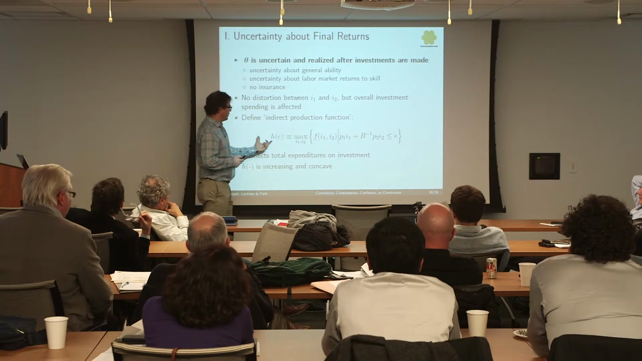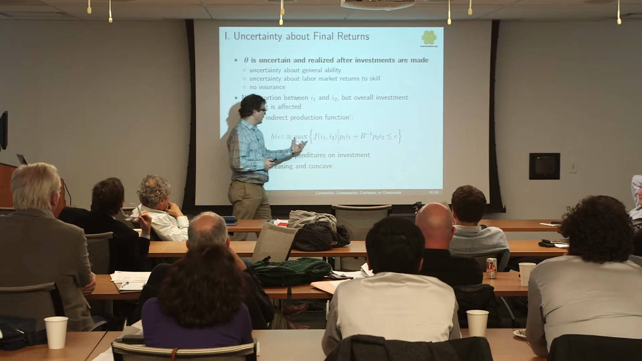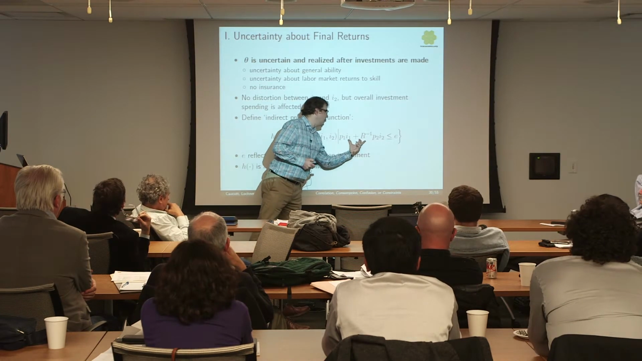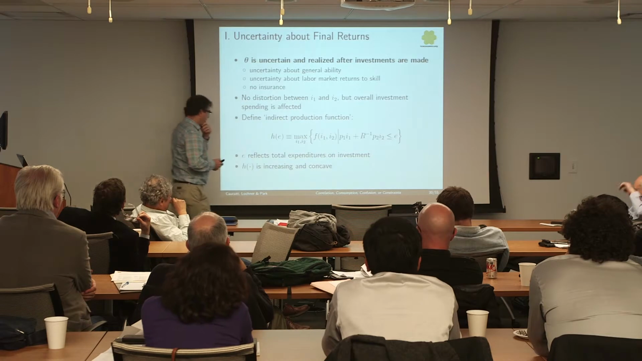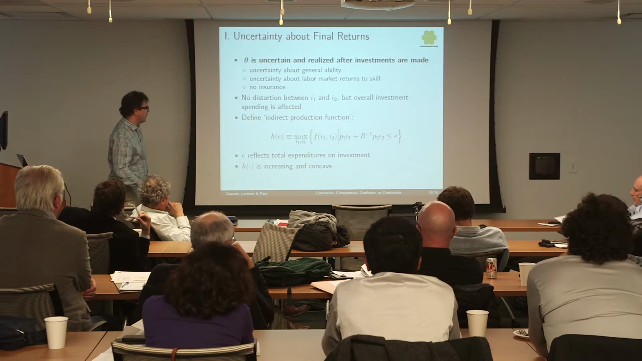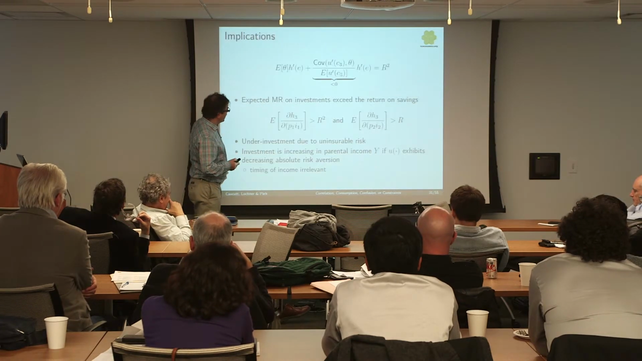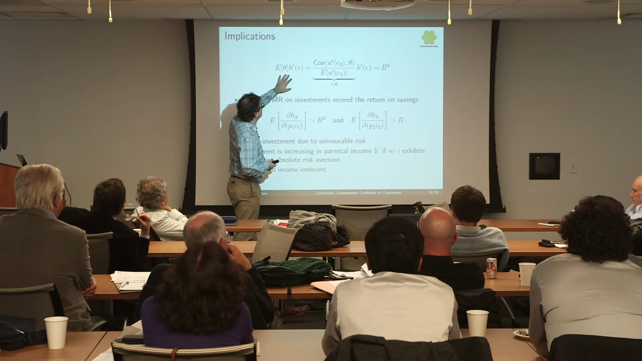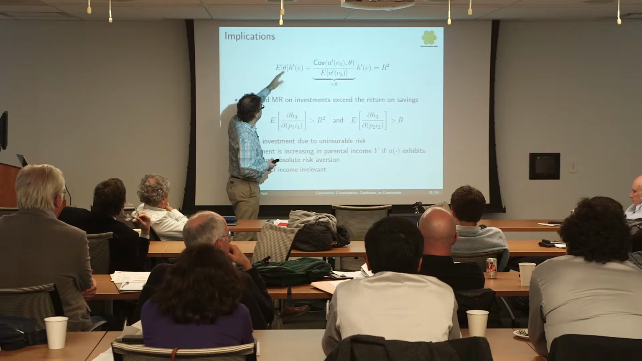And you can define sort of an indirect production function that looks at how the production of your human capital is going to depend on total expenditures. This H of E, where E reflects the total expenditures on investment. And you could sort of show, fairly, this is very standard stuff with risk aversion. You're going to get kind of, let me just go down here.